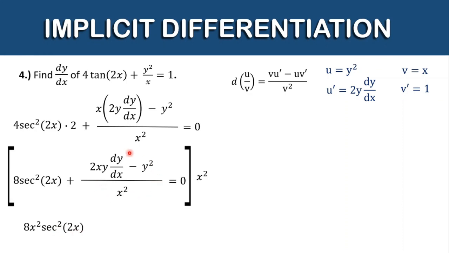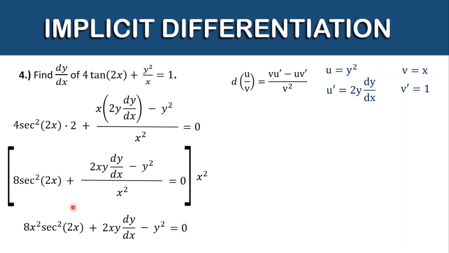So pag ni-multiply natin yung x squared dun sa first term, magiging 8x squared secant squared of 2x. Then dito sa second term natin, kopyahin na lang natin yung numerator dahil makakancel natin yung x squared. So we have 2xy dy over dx minus y squared is equal to 0. Kasi pag pinag-multiply natin sila, 0 din yung lalabas.